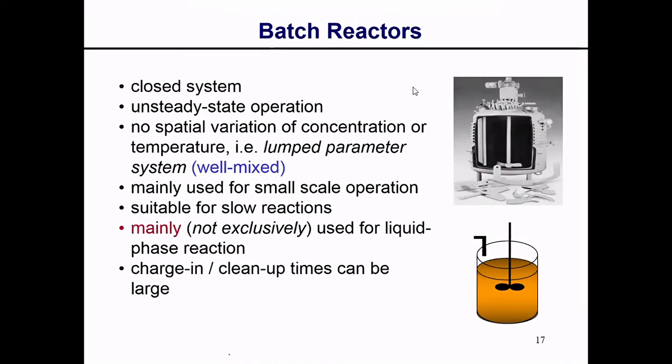Now let's look at the first type of reactor, which is the batch reactor. So this reactor is very simple. It is a closed system with unsteady state operation because there is no flow in and flow out. So there is no spatial variation of concentration or temperature. So we assume that they are homogeneously well mixed. And it's mainly used for small scale operation and is suitable for slow reactions.